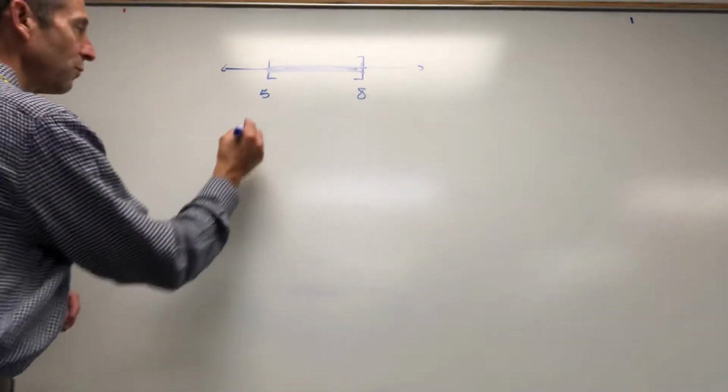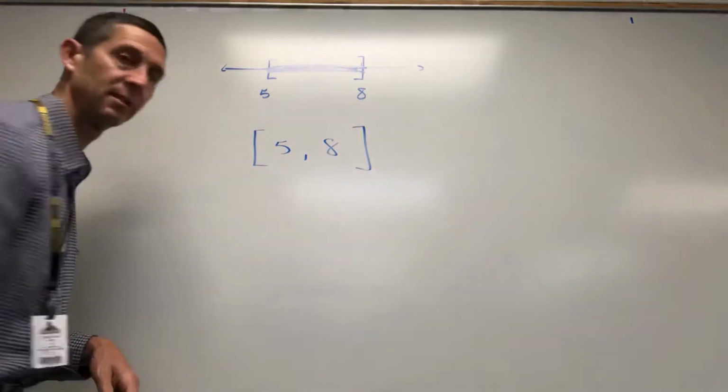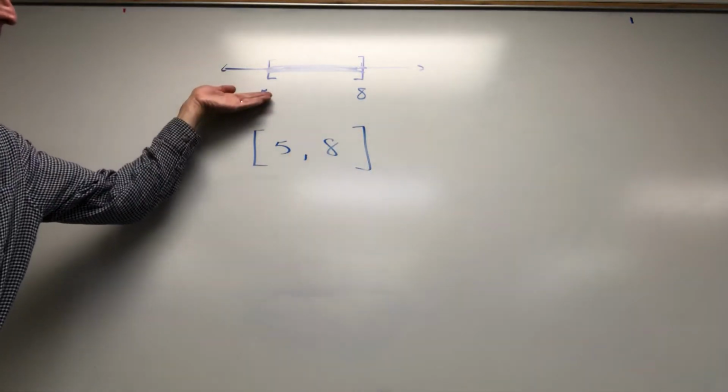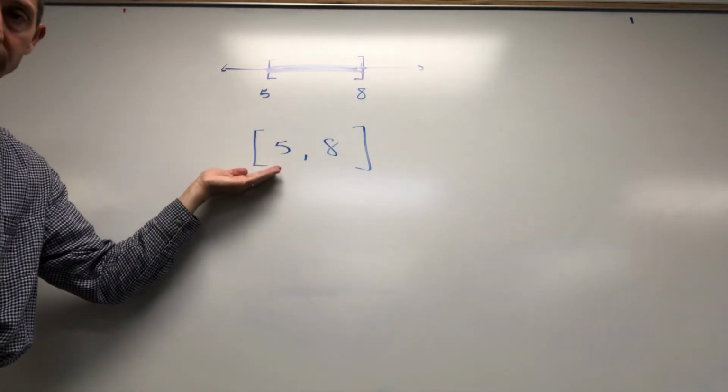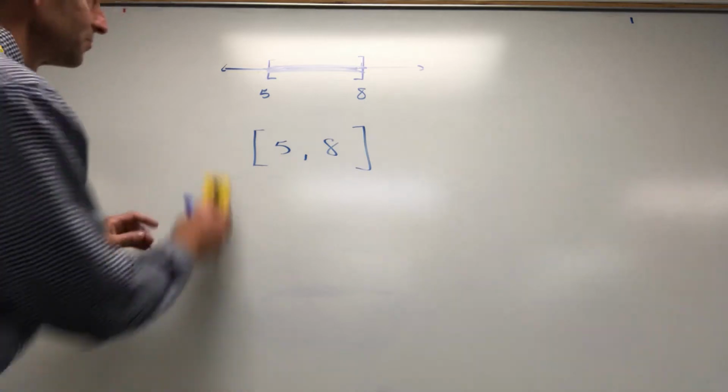And then in interval form, here's 5, here's 8. So final answer is line graph, final answer is interval form. There you go. You got "and" problems, you got "or" problems. Let's do another "and" problem.